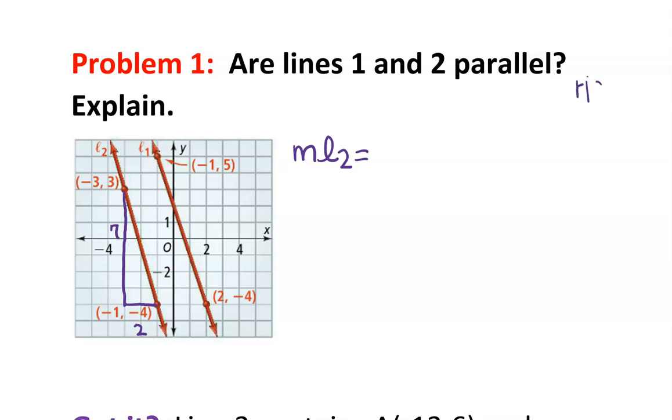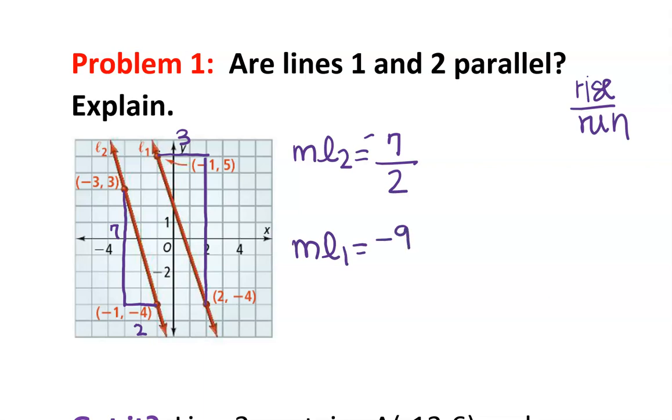The 7 is first and the 2 is second, and it also is going down. So I'm going to say -7 over 2. Now I'm going to find the slope of the other one. I'm going to go up from this one and over. Here's 3 boxes, and 1, 2, 3, 4, 5, 6, 7, 8, 9. So the slope of line 1 equals -9 over 3, which is -3. This one is like -3.5. They are not the same.